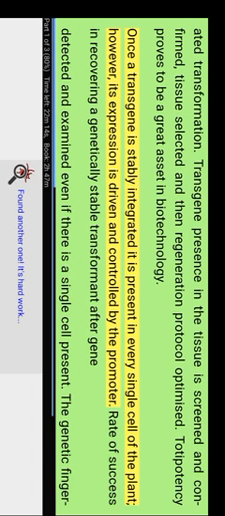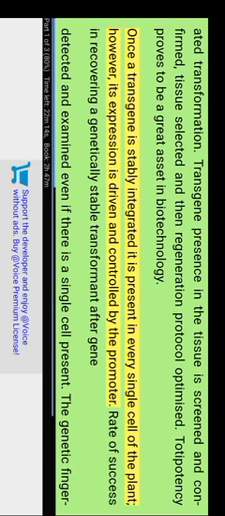Totipotency proves to be a great asset in biotechnology. Once a transgene is stably integrated, it is present in every single cell of the plant. However, its expression is driven and controlled by the promoter.